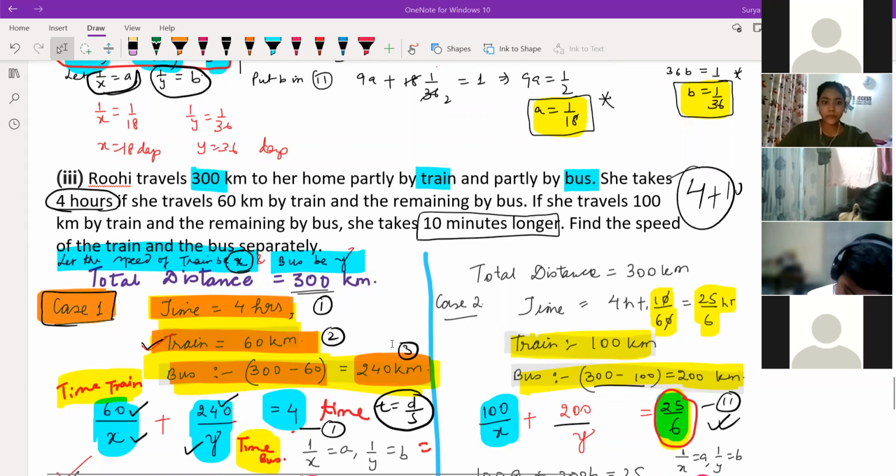What happened, Vivek? You got the answers, 60 and 80, through the elimination method. Okay, any method. You'll get the same answer by any method.